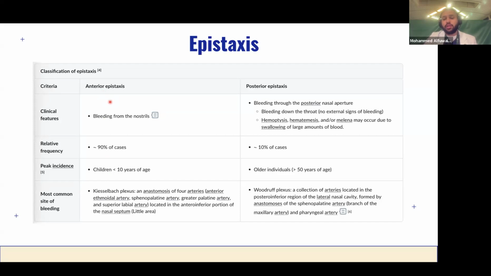So usually in the treatment, later on, I'll explain the treatment modalities, you just give lubricants. Also, children have a propensity to poke their nose and pick their nose, so that will cause irritation and will cause bleeding. Now, posterior is more dangerous and could cause aspiration, choking, and so on.